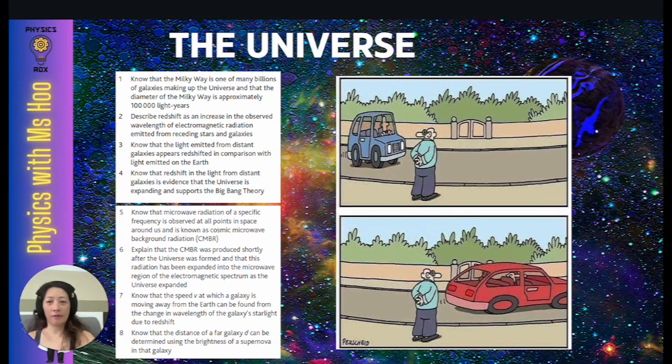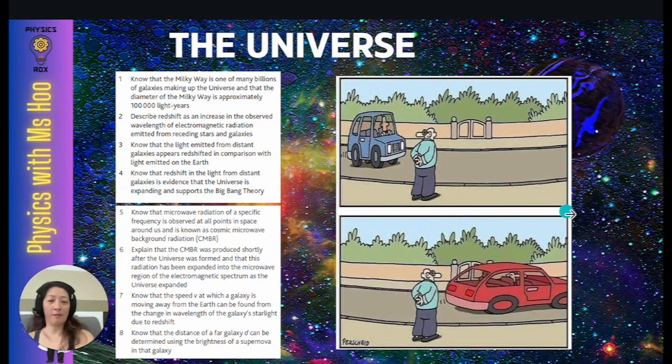You need to know about redshift. Redshift is an increase in the observed wavelength of the electromagnetic radiation from receding stars and galaxies. Receding means to move away. And the light emitted from the distant galaxies appears to be redshifted in comparison with the light emitted on the Earth. This redshift is evidence that the universe is expanding, and this supports the Big Bang theory.